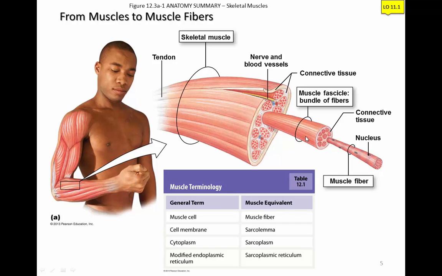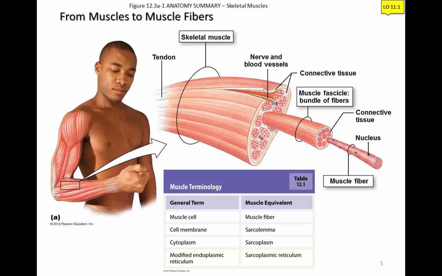And if you look within the fascicle, you will see that there are individual muscle cells or muscle fibers within the fascicle. Each of the individual muscle cells is also surrounded by a sheath of connective tissue to separate it from the other muscle cells, and the muscle cells themselves in skeletal muscle have a very distinct appearance for a couple of reasons. One is that they have multiple nuclei.